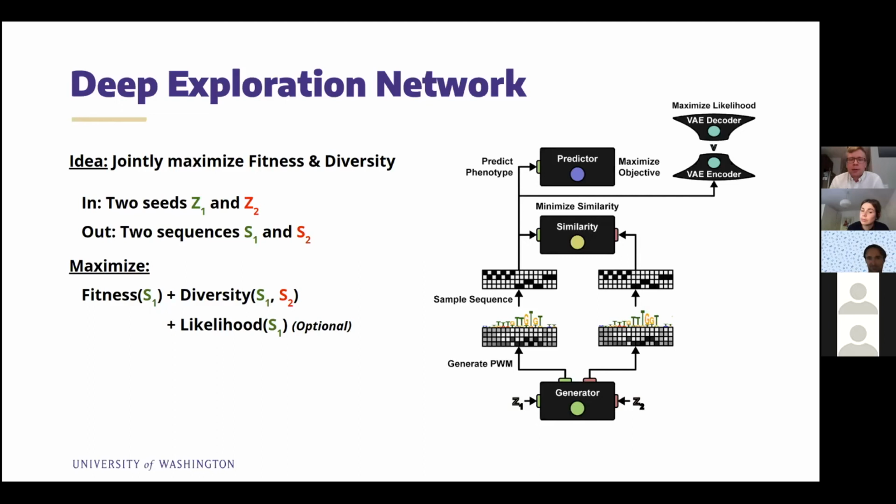Optionally, if our predictor model has regions of epistemic uncertainty, we may also need to maintain confidence in our sequence designs as we're designing them. To that end, we can hook up a differentiable likelihood model, such as a variational autoencoder or an autoregressive network, to maximize the likelihood of our designs with respect to the training data.